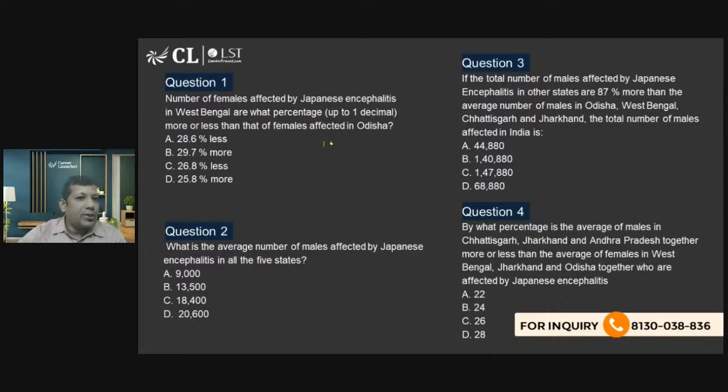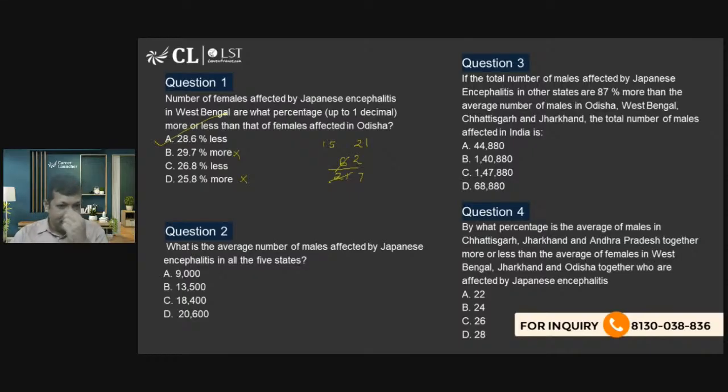So West Bengal is 15, Odisha is 21. The difference comes out to be 6. This is going to be what? 2. It is definitely not more, it is definitely less. So this is rejected. 1 by 7 is 14 point some percent. So 2 by 7 is going to be 28 point some percent. That is going to be option A.